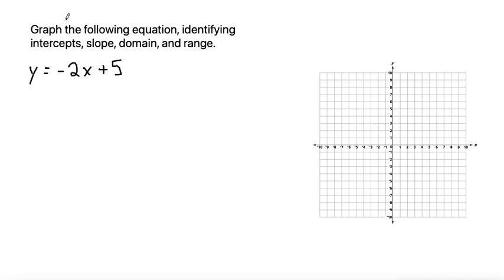So this problem says to graph the following equation, identifying intercepts, slope, domain, and range. So we have the equation y is equal to negative 2x plus 5.